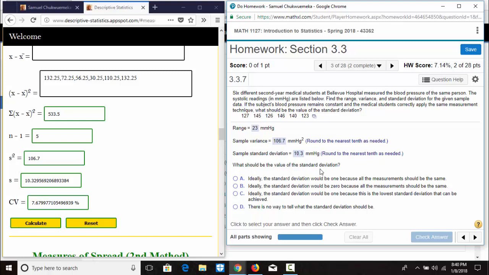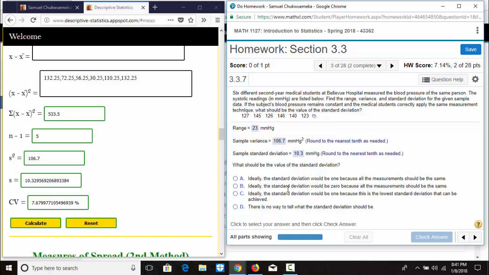What should be the value of the standard deviation? Six different second year students measured the blood pressure of the same person, and they correctly apply the same measurement technique. What should be the value of the standard deviation? A. Ideally, the standard deviation would be 1 because all the measurements should be the same. B. Ideally, the standard deviation would be 0 because all the measurements should be the same.